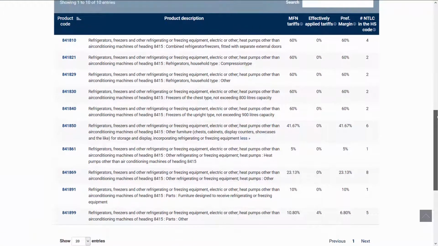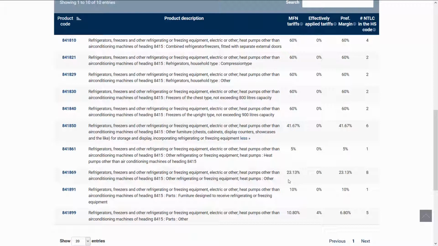In this table, we can strategically assess the tariff policy of Egypt with respect to importation of refrigerators, refrigerating equipment, and parts. Looking at MFN tariffs, we can observe the phenomenon of tariff escalation. Products at a more advanced stage of processing, or in other words with more value added, attract higher duty rates than the intermediate inputs. The MFN tariff on all types of refrigerators is at 60%, while the tariff on parts is much lower at 10%.